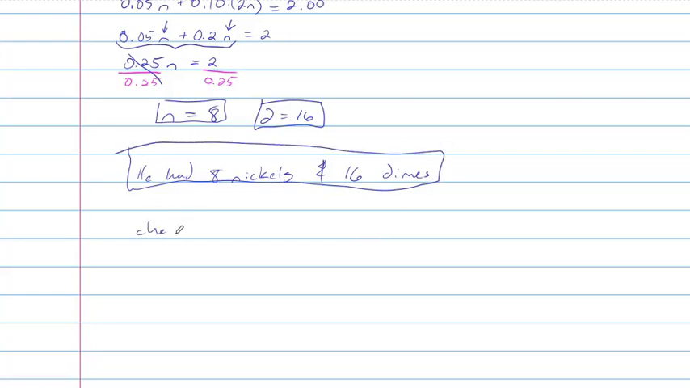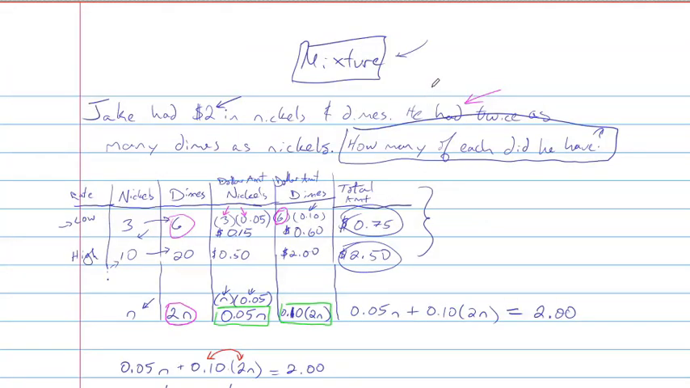Now, just to check, that does indeed equal $2. 8 nickels would be 40 cents, and 16 dimes is $1.60. If you add those together, you do indeed get $2. Check. So let's stop here with this basic example, try some of the problems in the book, and then go on and watch the next video, which will go over some slightly more interesting examples.